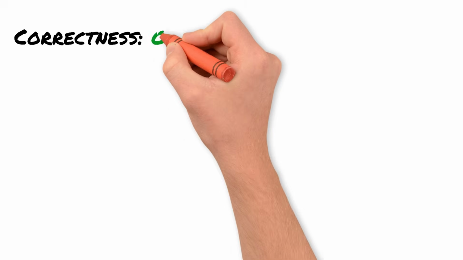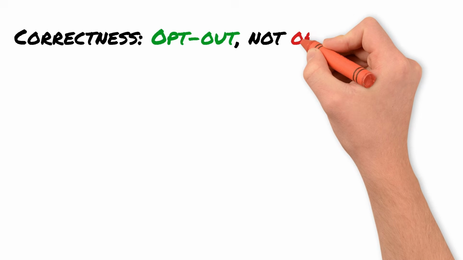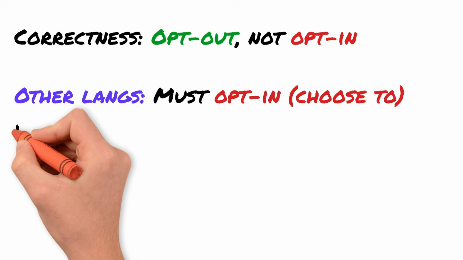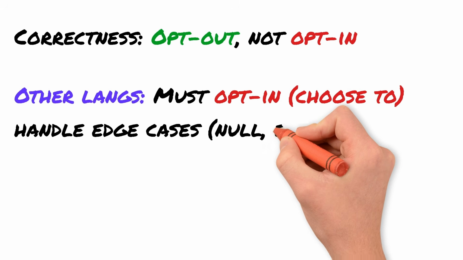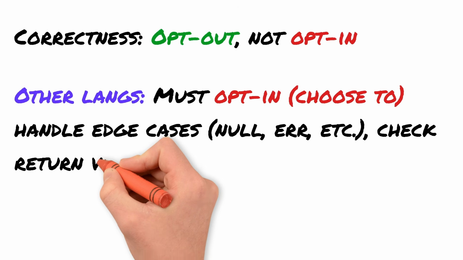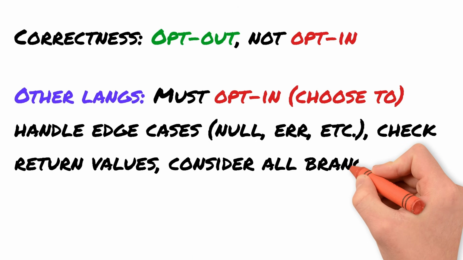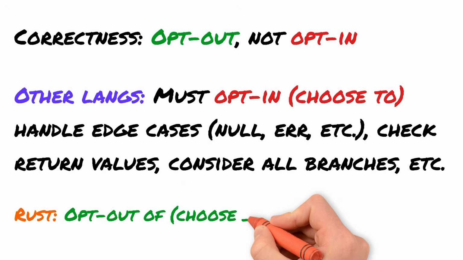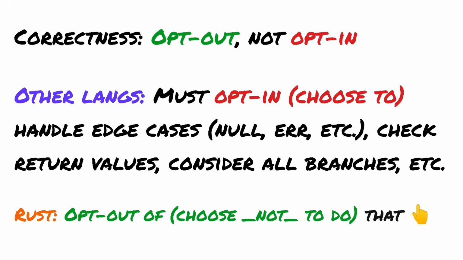In Rust, correctness is opt-out, not opt-in. In other languages, you have to actively choose to handle edge cases like null or errors, check return values, and consider all branches. Rust, on the other hand, flips this. The compiler forces you to be correct by default, and you have to explicitly opt out.